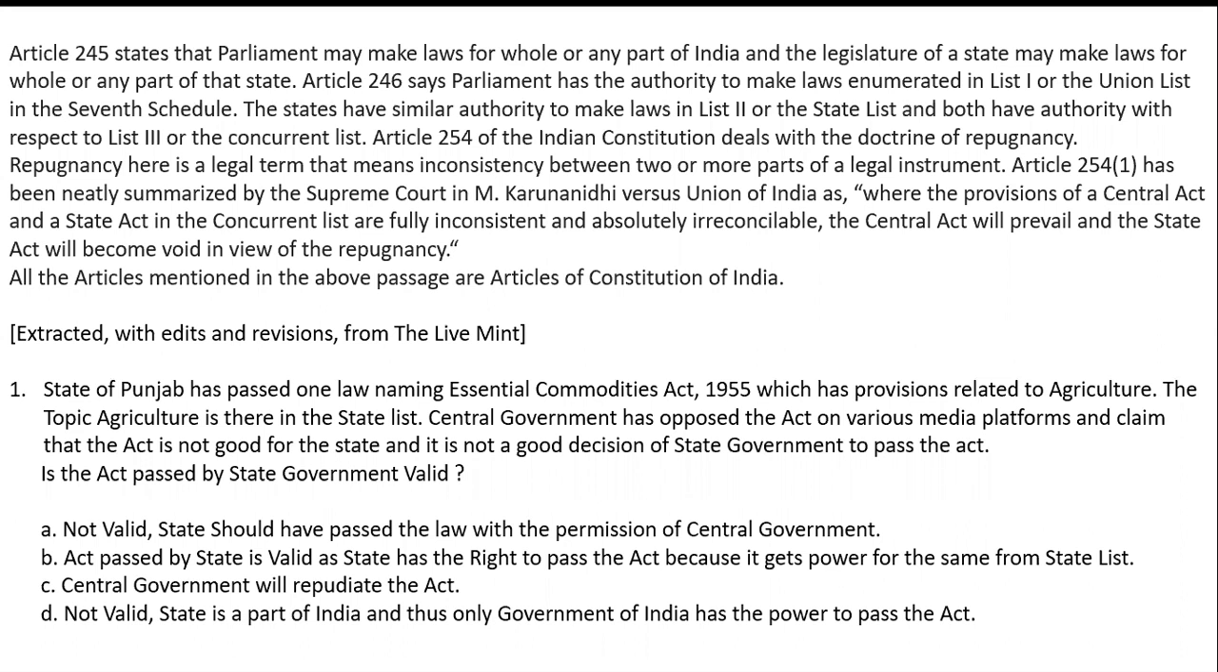D option states that the act is not valid, and the state is a part of India and thus only the government of India has the power to pass the act. This is very redundant, because if anyone has read Article 246, it is very clearly mentioned that states have their own topics in the state list. Article 245 also states that a state can make law for the whole part of that state. If the topic is in the state list, then the state can make law on that.